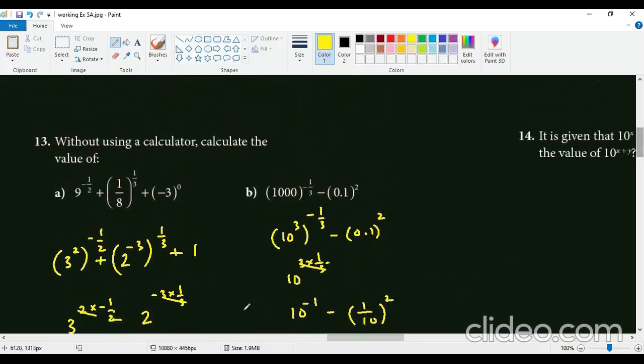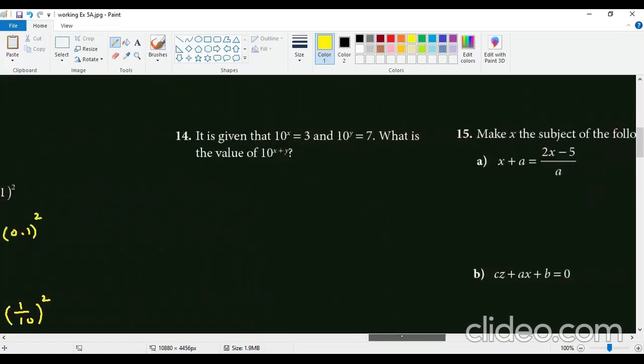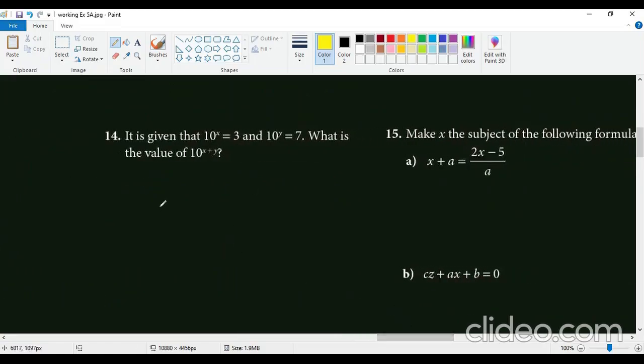Moving on to the next question, which is question number 14. Now it says it is given that 10 to the power x equals 3 and 10 to the power y equals 7. What is the value of 10 to the power x plus y? Now I just like to remind you that this kind of question can come in your Math Olympiad many times, and SAT questions also. So the trick is very easy.